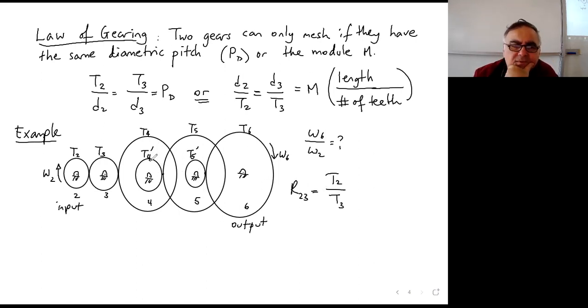Here we have two gears in the same shaft. They form one link. So that's why we call them 4 prime.